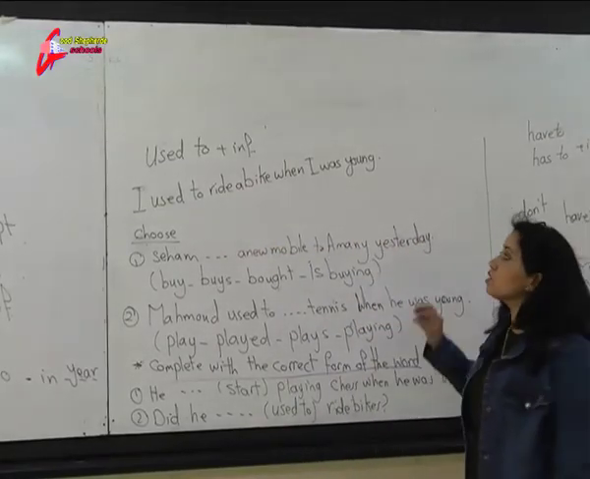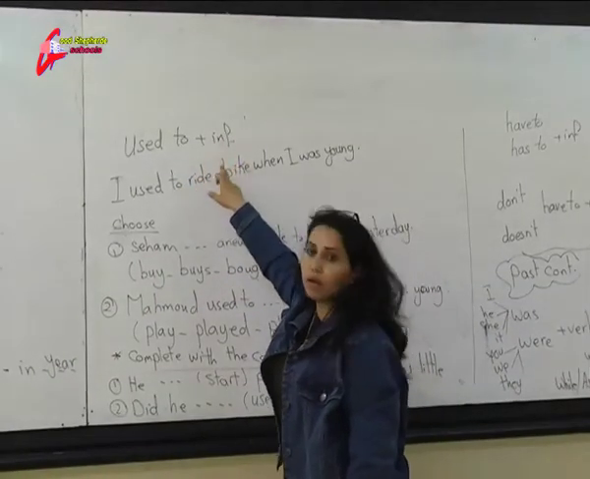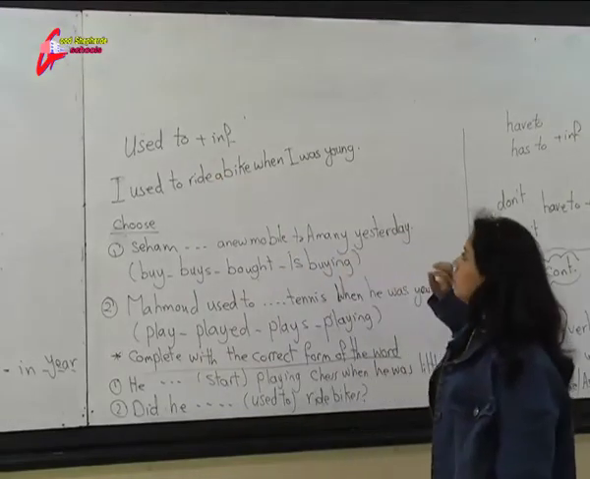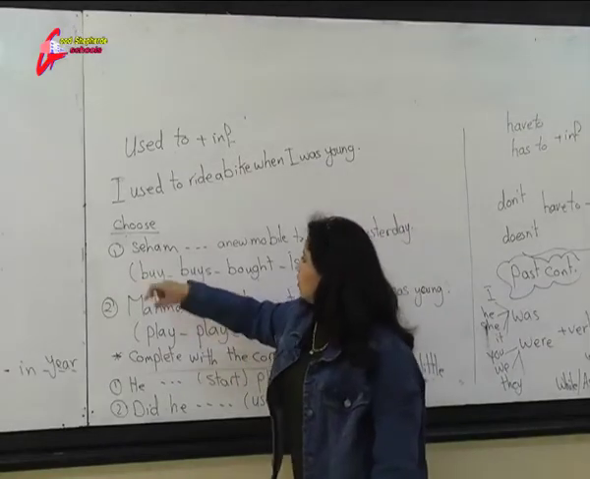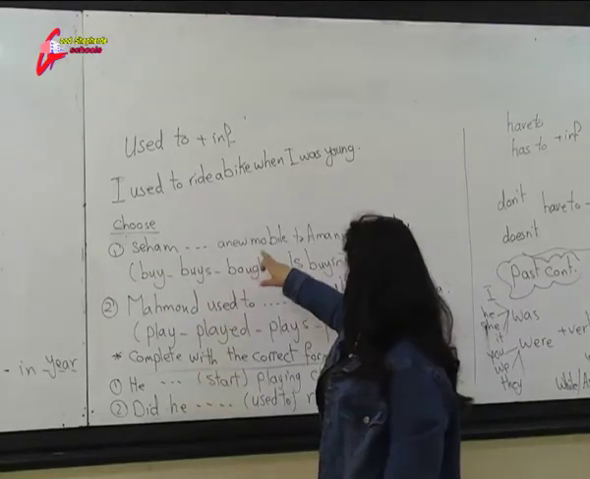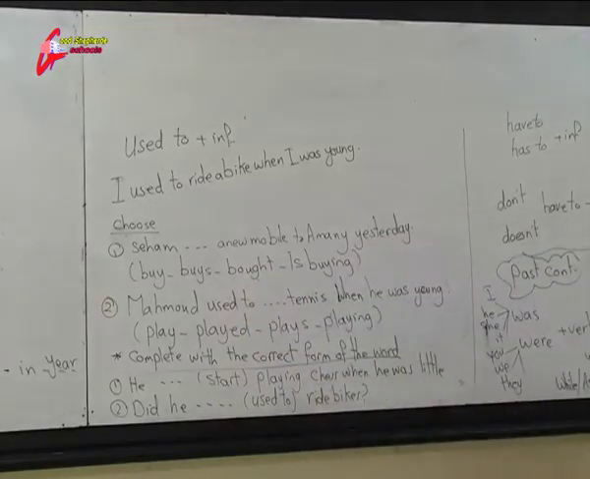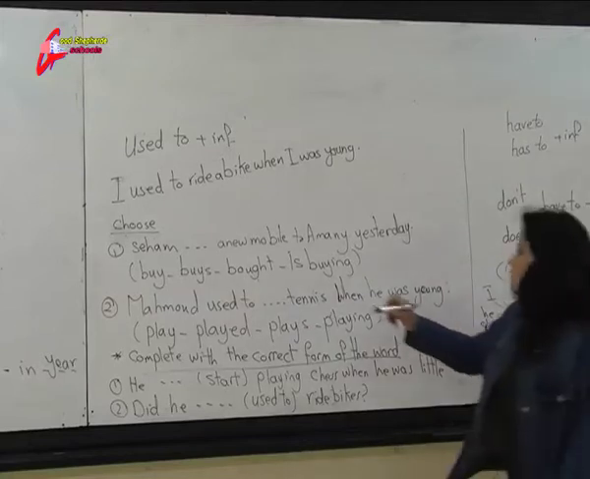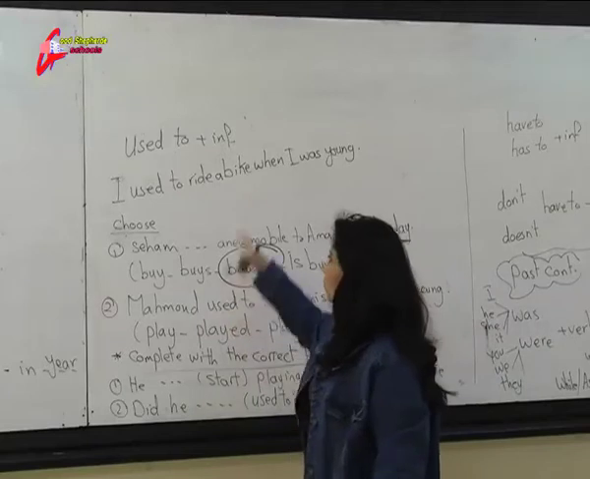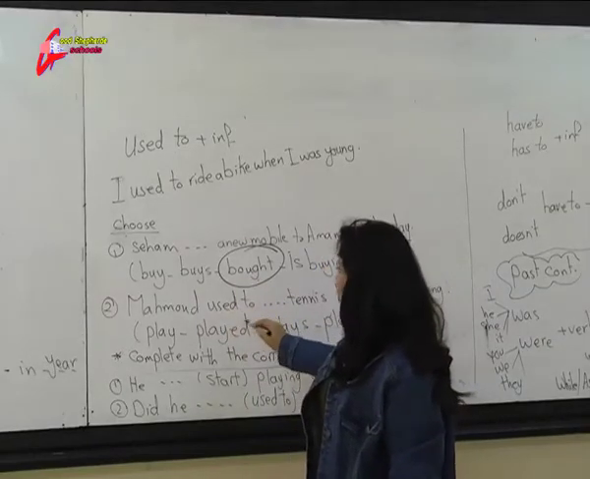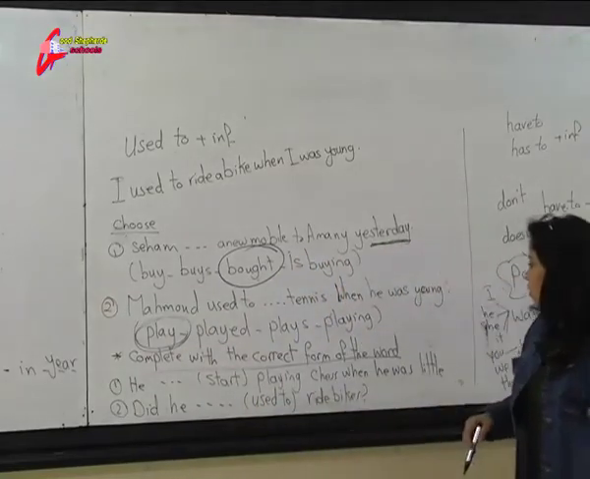When I talk about past habit, I use used to, and it's a must to be followed by infinitive when it gives the meaning of the past. For example, here, Siham ___ a new mobile to Ayman yesterday, so it's Siham bought, because this is past. We have yesterday here. Muhammad used to, as we said before, used to followed by infinitive, so it will be play. Complete with the correct form of the word.